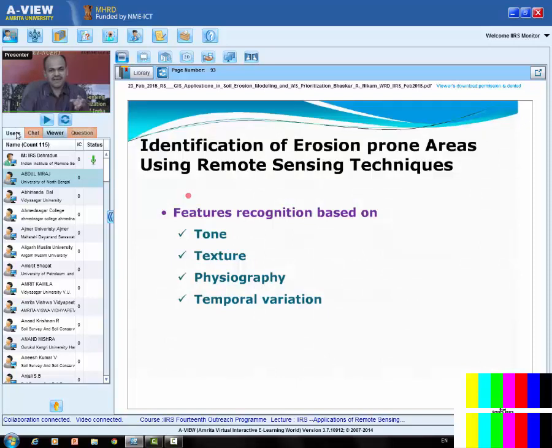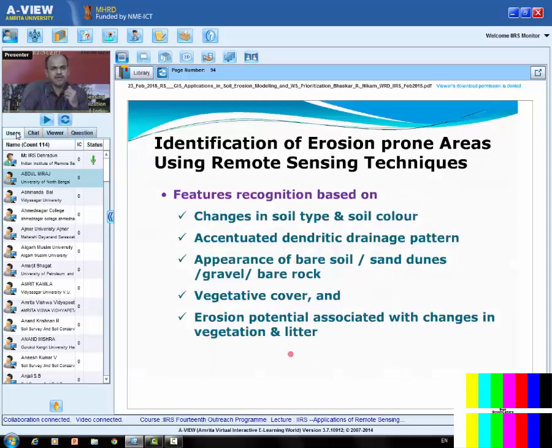So in the first case, identifying the soil erosion prone area using remote sensing and GIS, the features to recognize are the tone, texture, physiography and temporal variation of your watershed. If your watershed is vegetated, its tone and texture will be different. If your watershed vegetation is degraded, its tone and texture will go on decreasing with time, or the vegetation reflectance will be less and the bare soil reflectance will increase. So based on that, you can quantify the soil erosion rate and then you can assign the priority.